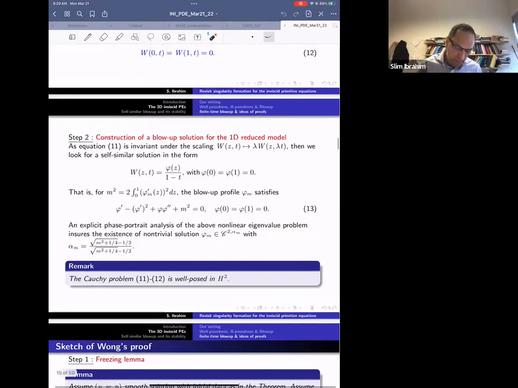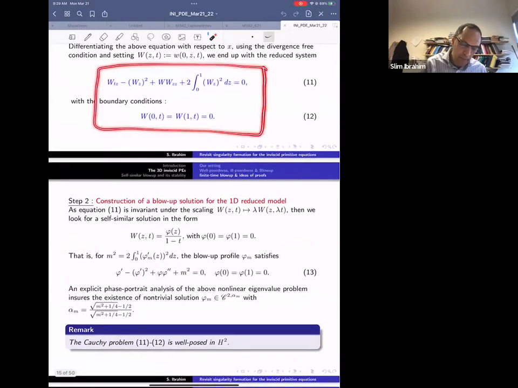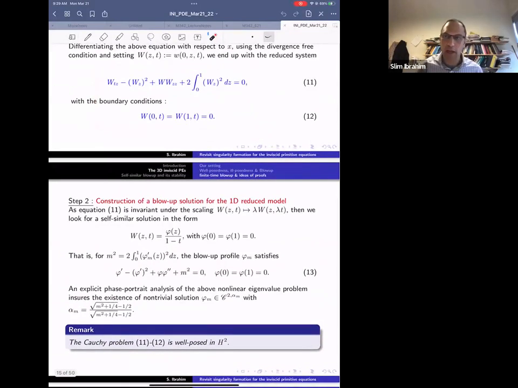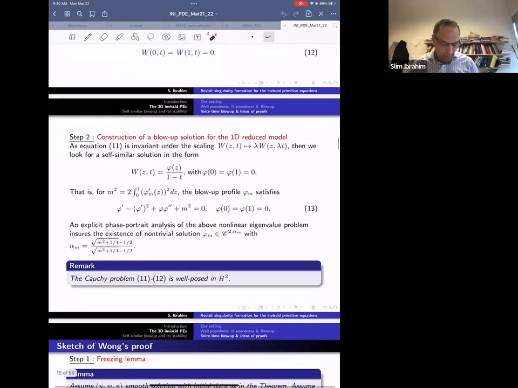Now, one observation is that in this blue PDE you don't see any loss of derivative anymore because of the restriction on the axis. And therefore you can show the local well-posedness in the scale of Sobolev spaces H2.